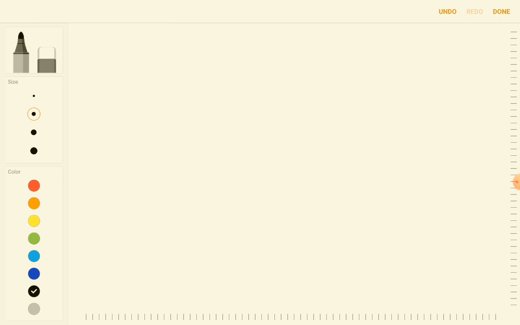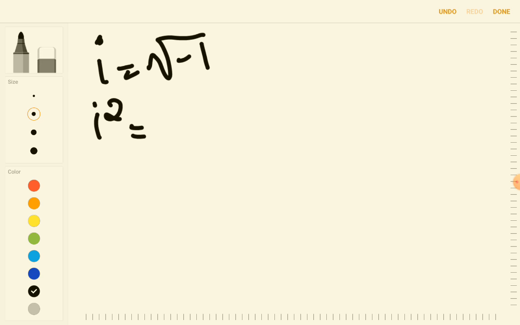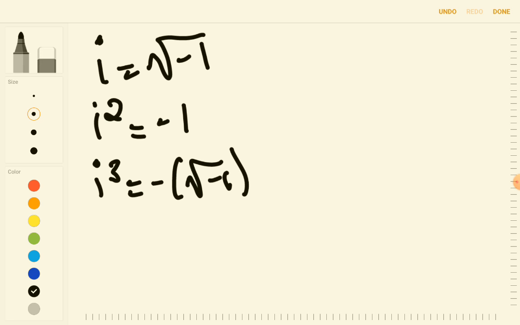So to get started, we have to know what imaginary numbers are. I is an imaginary number which has a value of the square root of -1. I squared, when you square a square root of -1, you get -1. When you cube it, you get negative the square root of -1. But we already know this is I, so we can just write -I.